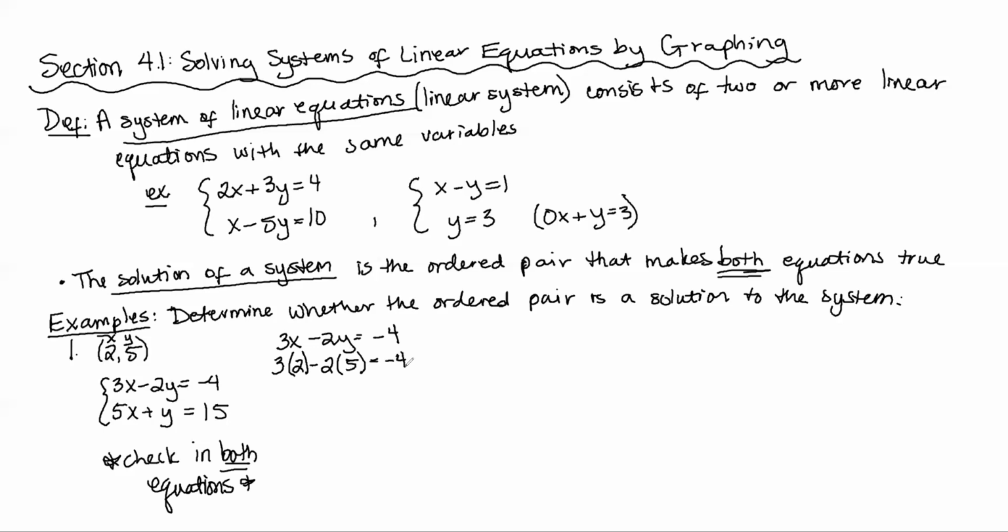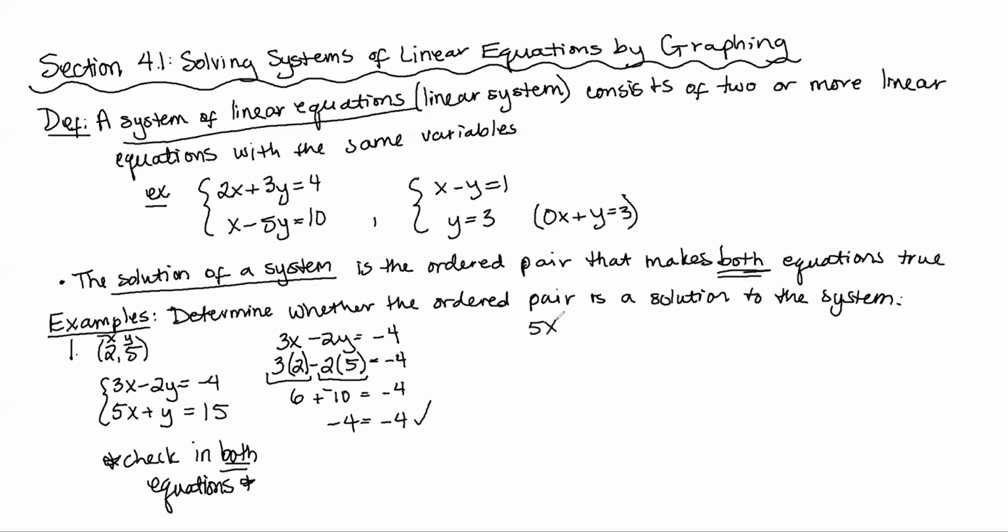And let's just start simplifying. So 3 times 2 is 6, minus 2 times 5 is 10, equals -4. 6 minus 10, we can add the opposite, and we get -4, which equals -4. So I'm just putting a check mark here. I'm not writing our answer yet because we don't know if it's a solution to both. So let's go ahead and check it in the second equation.